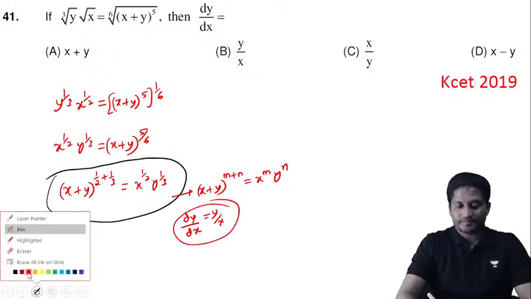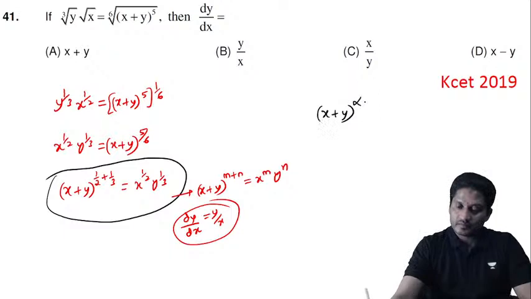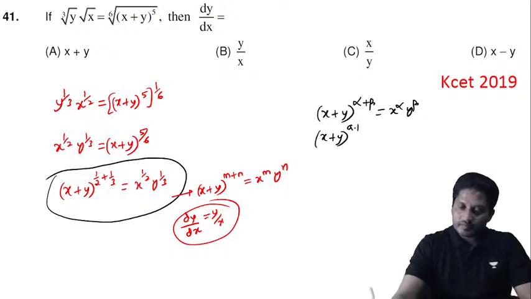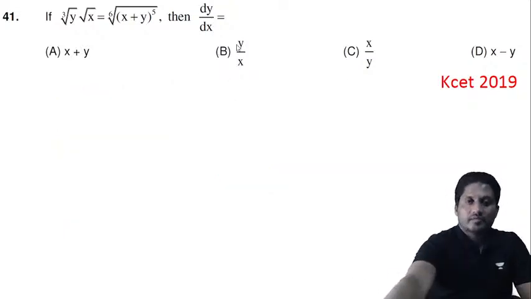It might be like this as well. Let's say you have x to the power of alpha, y to the power of beta, or x plus y whole power alpha plus beta is equal to x power alpha into y power beta, or x plus y whole to the power of a plus b is equal to x power a into y power b. Then dy by dx is always equal to y by x. Right, let's move to the next question.